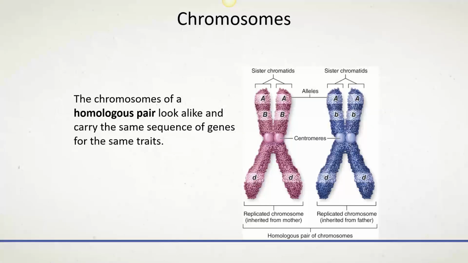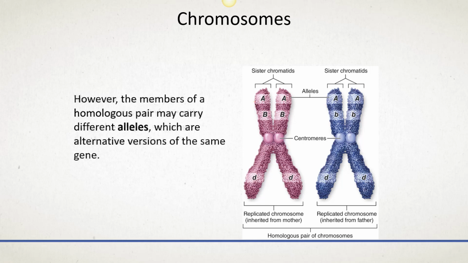So the chromosomes of a homologous pair look alike and carry the same sequence of genes for the same traits. So this region carries similar information on this chromosome pair. It doesn't have to be exact forms of the genes, though. Members of a homologous pair may carry different alleles, and alleles are different forms of the genes.